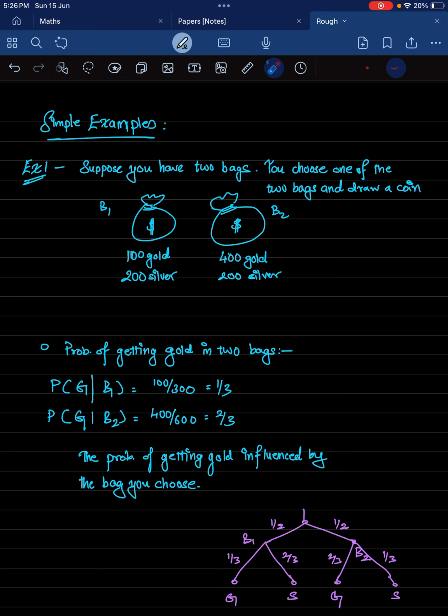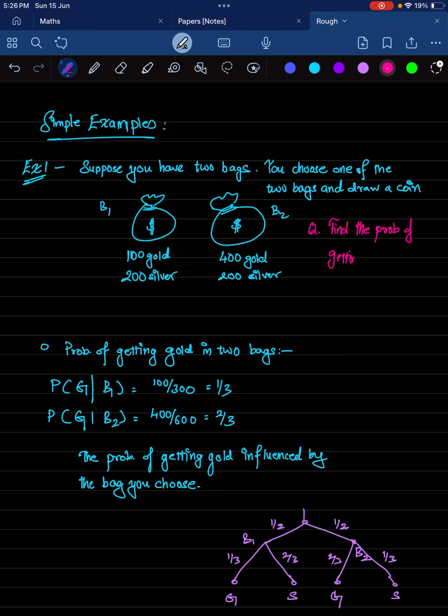Now my question to you is, what's the probability of getting gold? The question is, find the probability of getting a gold coin.